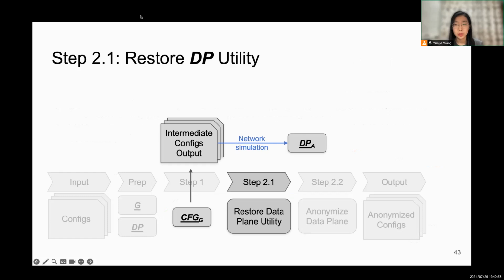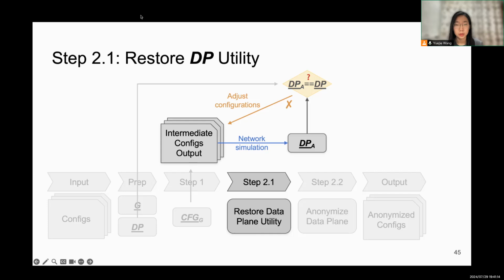We take the intermediate configuration output from step 1 and simulate the paths in the current data plane. Next, we compare them with the original set of routing paths, and we should expect to find some routing paths that are not preserved. So we add new configuration lines to modify the routing behavior. Based on our second insight, at a high level, we only need to repeat this loop of simulation, comparison, and modification iteratively until the data plane is restored. But how do we control the routing behavior and guarantee that it can be eventually restored?